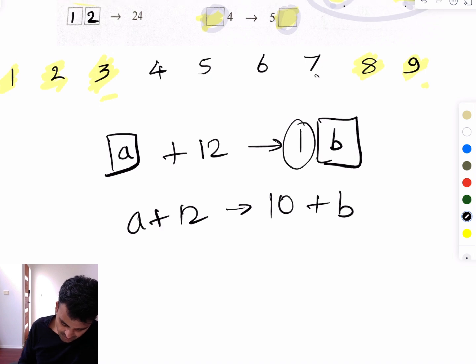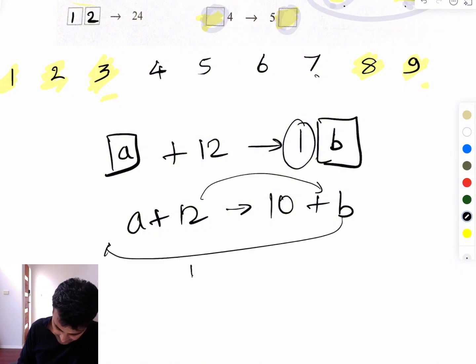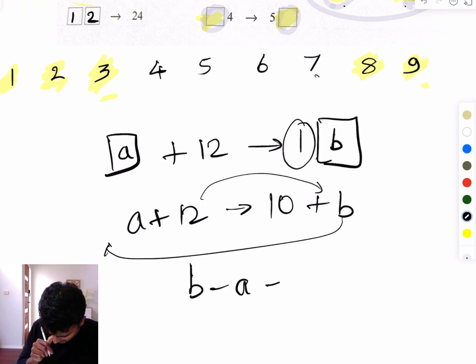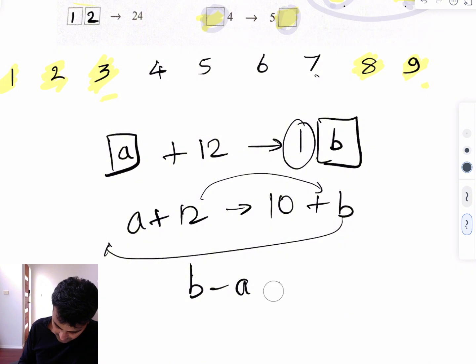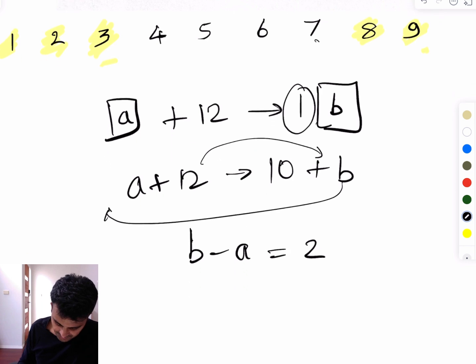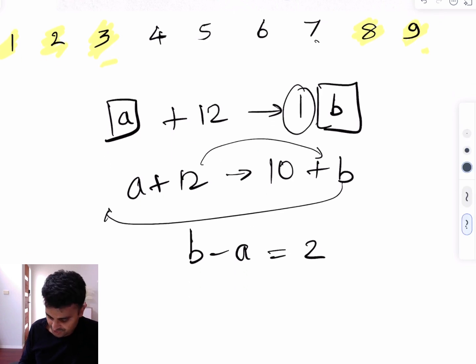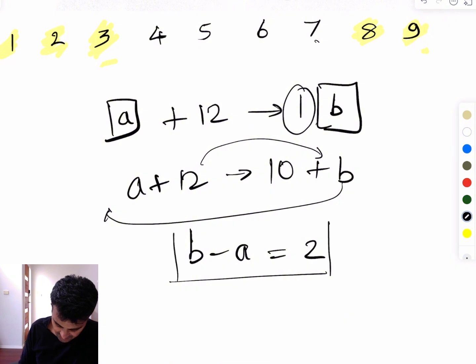Okay. Now, what we'll do is we'll move this 12 on this side and we'll move this B on this side, which means B minus A is equal to 2. I jumped a few steps over here, but let's actually go back, okay, so that I can explain how I came up with this.